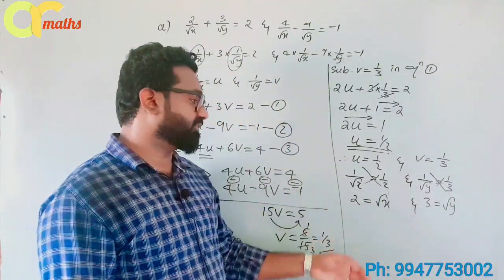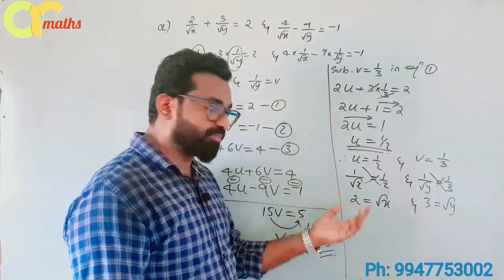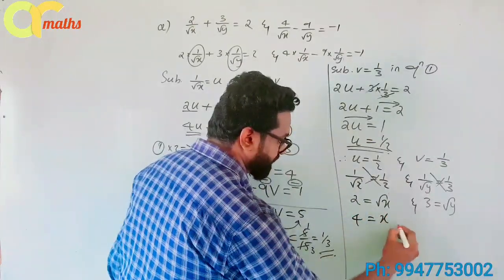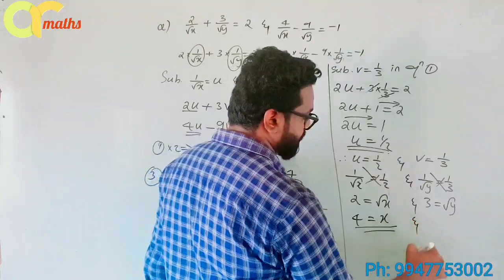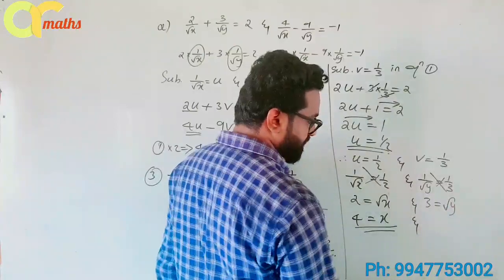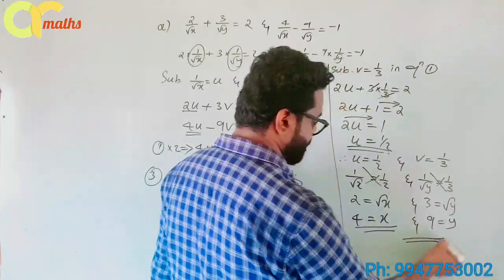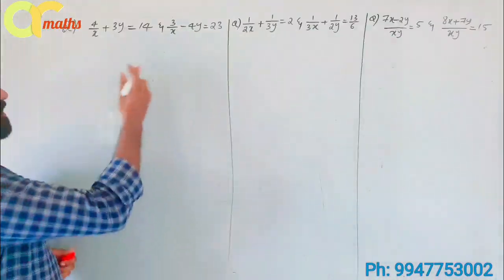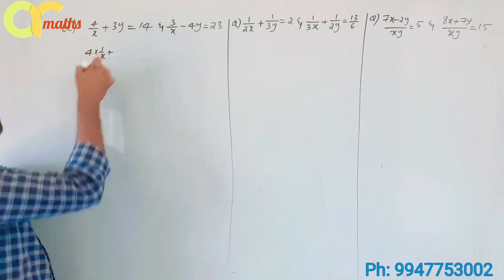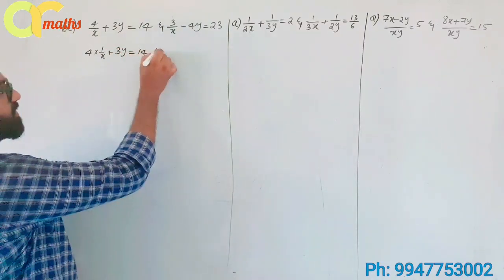Root x equal to 2, then what is the value of x? How to eliminate root? Square on both sides. So square of 2 is 4, square of root x is x. Here, how to find the value of y? To eliminate a root, just square on both sides. Square of 3 is 9, square of root y is y. Okay, clear?